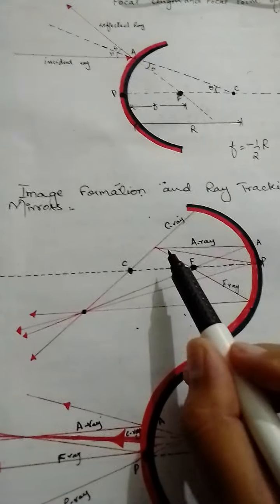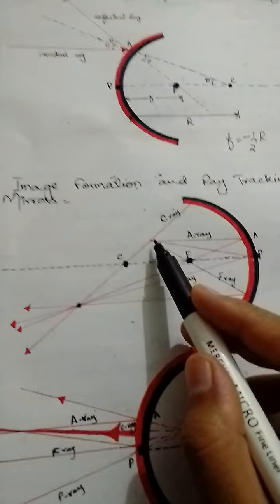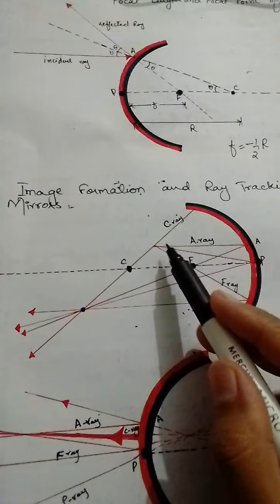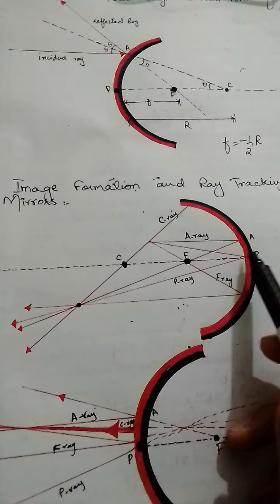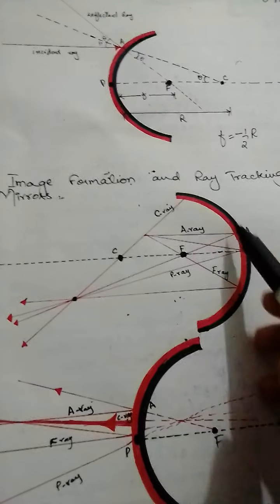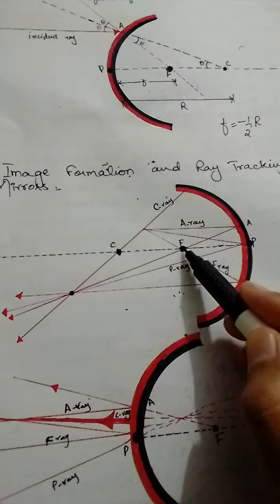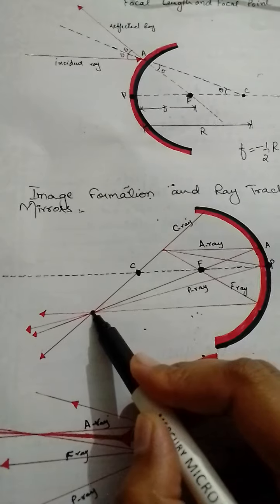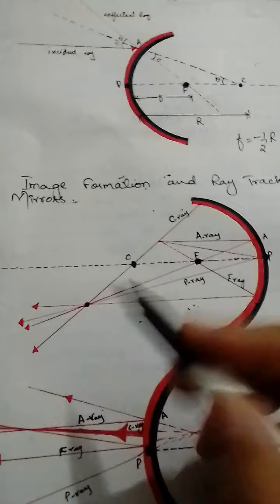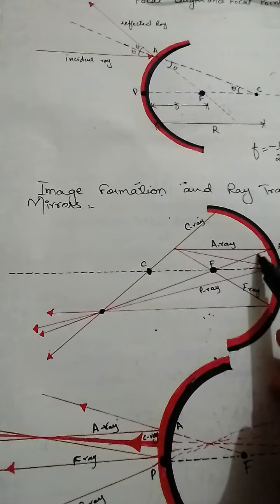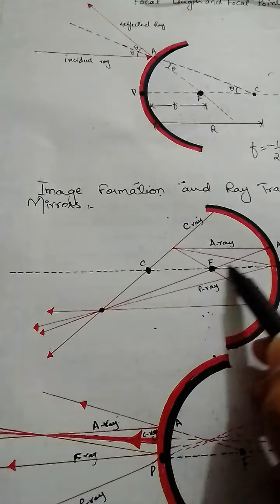Now, what is the A ray? The ray which initially travels parallel to the principal axis and after reflection passes through the focus point and meets at the point where the object actually is. This is the A ray.